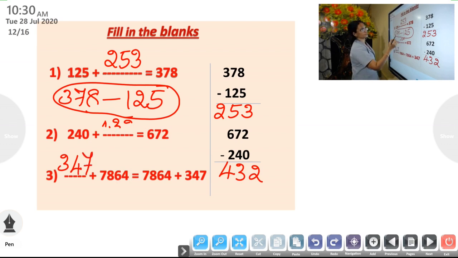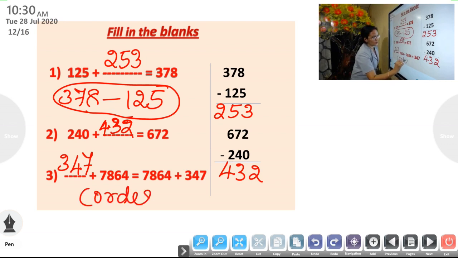Okay. So 347 plus 7864 is equal to 7864 plus 347. Using which property? Using order property.